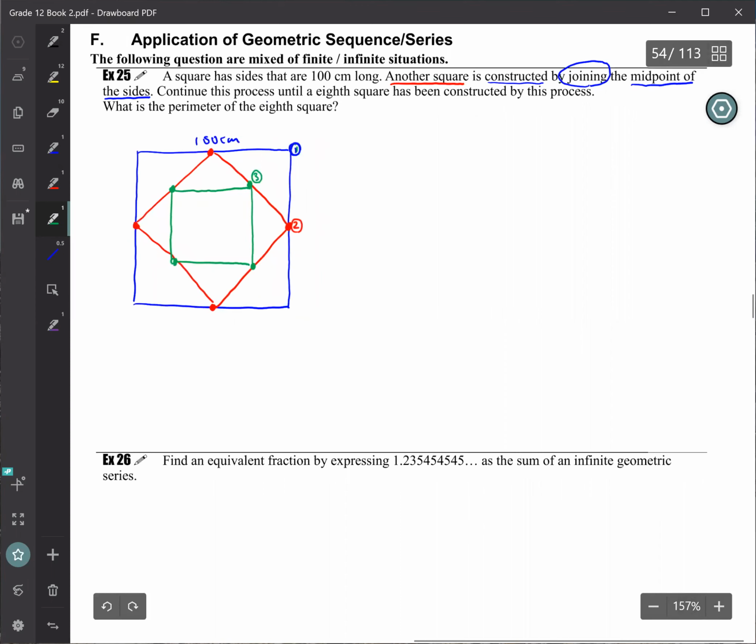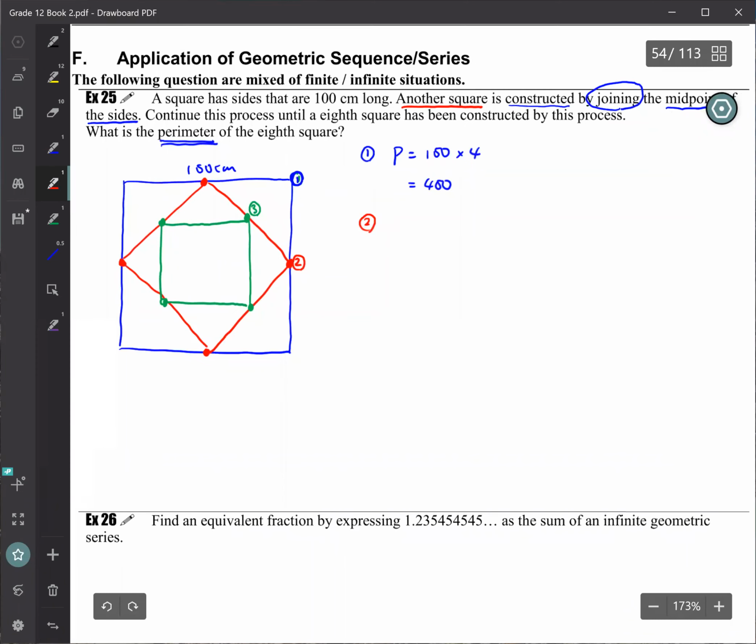Okay, so we need to see if there's a pattern, right? Because this is a geometric sequence, so supposedly it should have a common ratio, all right? And we want to get the perimeter. So let's find the perimeter of each square. Okay, so for the first square, perimeter is 100 times 4. That part is easy, 400. For the second square, I'm going to use the red. Okay, how do we get the perimeter of the second square now?